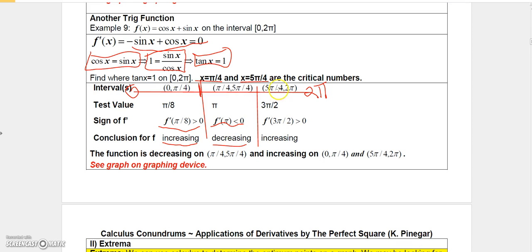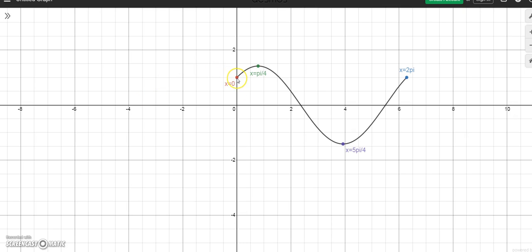And then for this interval, I used 3 pi over 2, and when I plugged that into the derivative, I got a positive number, so the function is increasing on that interval. So the function is decreasing on the interval pi over 4 to 5 pi over 4, and then it's increasing on the other two intervals. And I'll just show you a quick picture of it, because I'm about to run out of time on this video. Here's a picture of the graph from x equals 0 to x equals 2 pi.